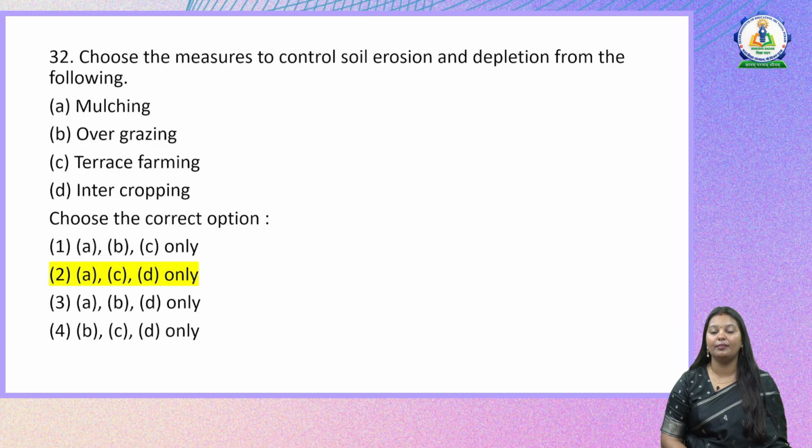These three methods or measures actually contribute to enhancing the fertility of the soil by adding a topmost layer, which is called mulching. We will be adding organic material on the top layer of the soil. And then terrace farming is considered one of the ways with which we can conserve soil from erosion. And then intercropping enhances the quality or the fertility of the soil. So the right answer here would be option 2.